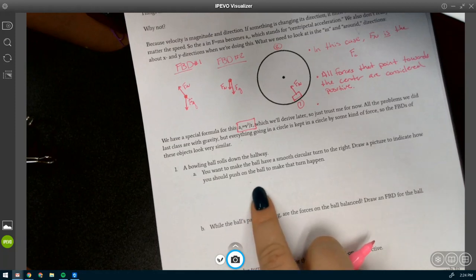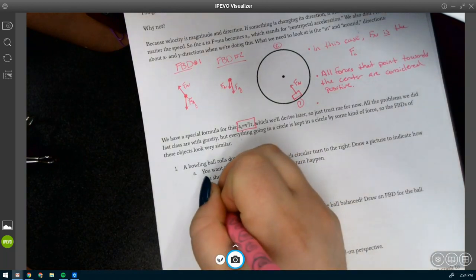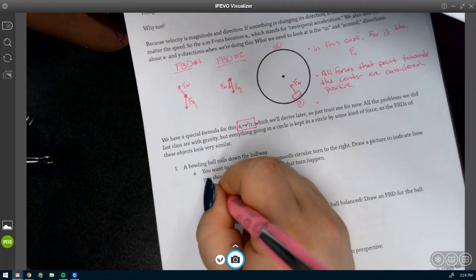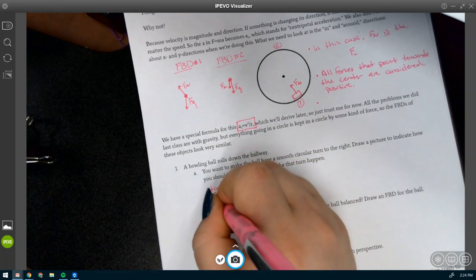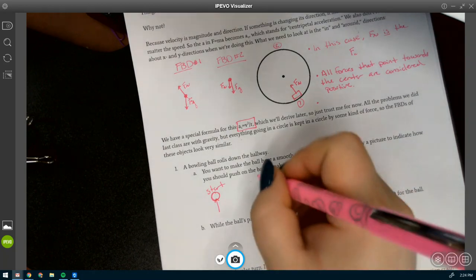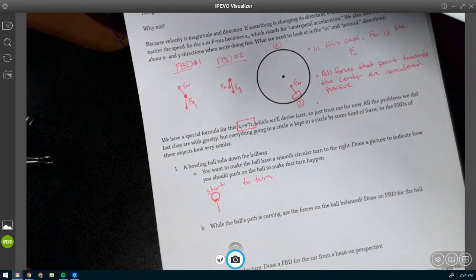So we've got a bowling ball that rolls down the hallway. We want to make the ball have a smooth circular turn to the right. So if we're currently moving forward, that arrow is the direction that I'm pushing the bowling ball. And then in order to get it to turn, if we want it to turn to the right, which side of the bowling ball do we have to apply our pushing force to? We have to apply it to the left.